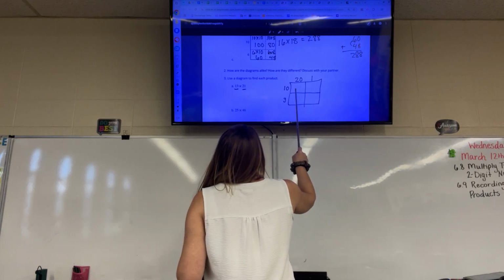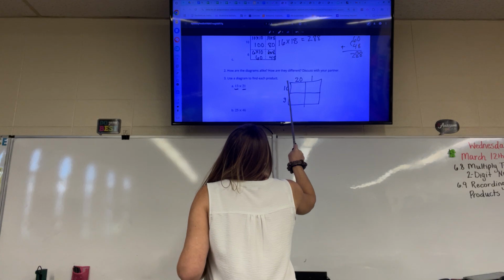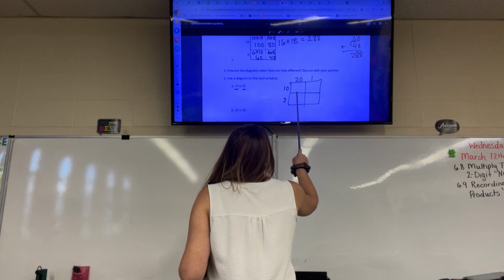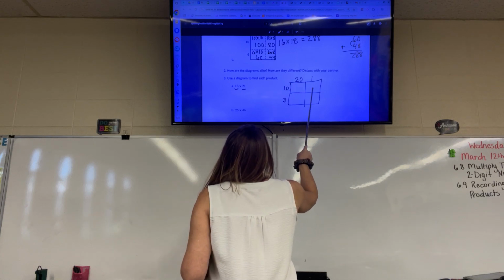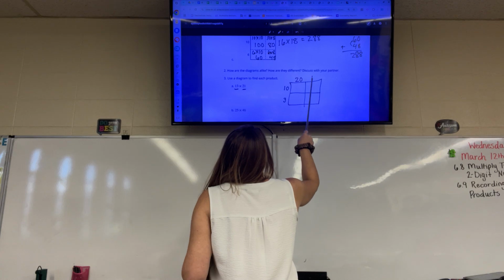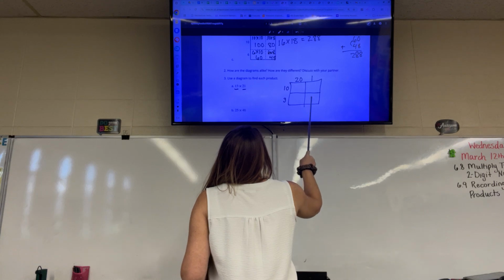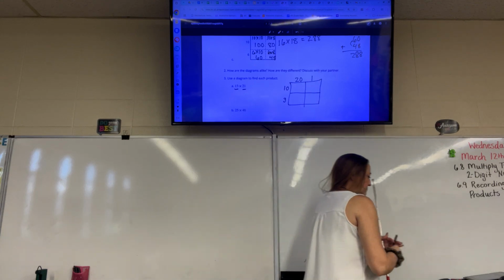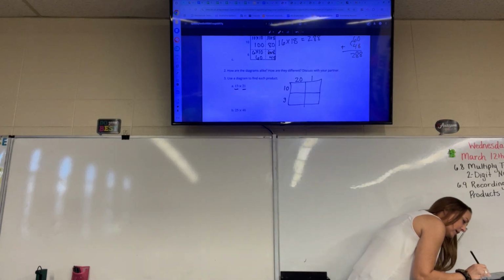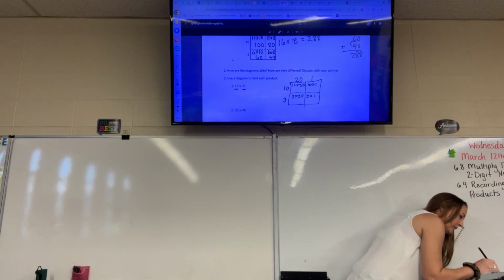So, for the boxes, to the left we've got 10 times 20. Then we have 10 times 1. Then 3 times 20. Then 3 times 1. 10 times 20. 10 times 1. 3 times 20. And 3 times 1. All right.